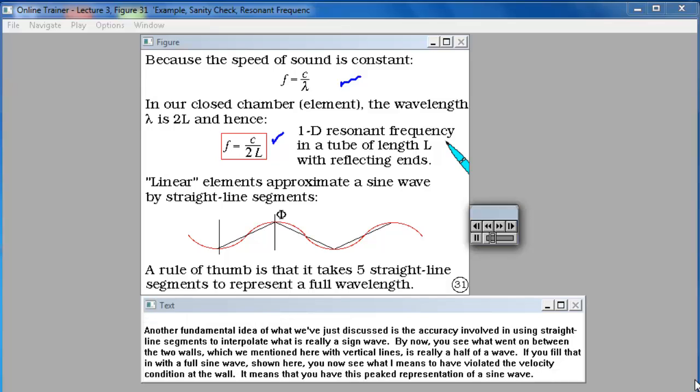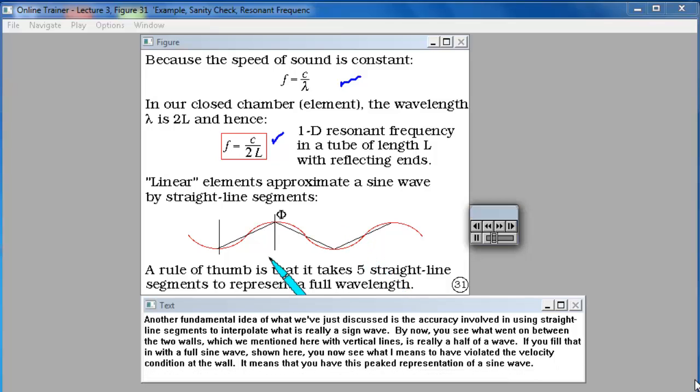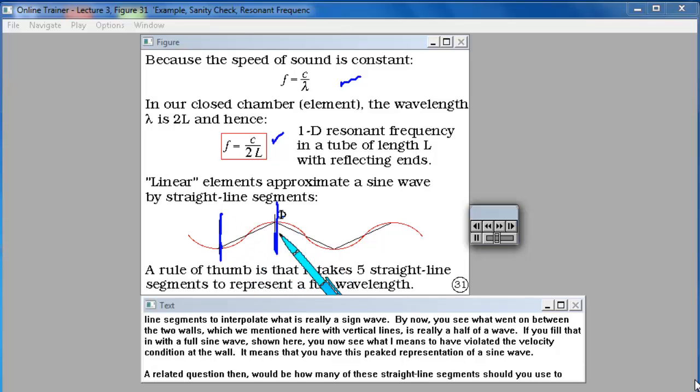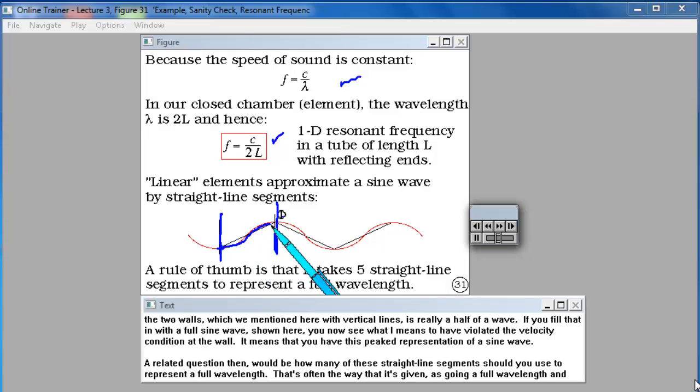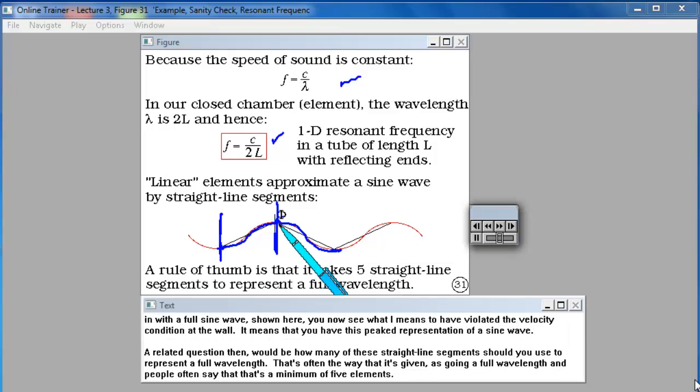Another fundamental idea of what we've just discussed is the accuracy involved in using straight line segments to interpolate what really is a sine wave. And by now you see that what went on between the two walls, which we mentioned here with vertical lines, is really a half of a wave. And if you fill that in with the full sine wave shown here, you now see what it means to have violated the velocity condition at the wall. It means that you have this peaked representation of a sine wave.